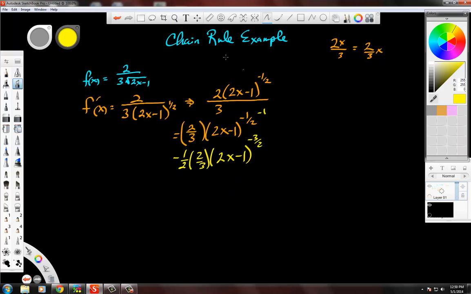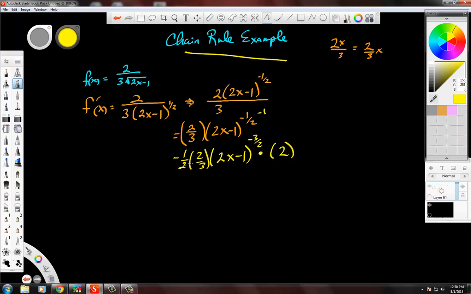All right. Now, the chain rule says take the derivative of the outside and multiply it by the derivative of the inside. So I got to take the derivative of that right there, which is times 2, because the derivative of 2x would be 2, and the derivative of negative 1, of course, is 0. So it's 2 plus 0, or just 2.